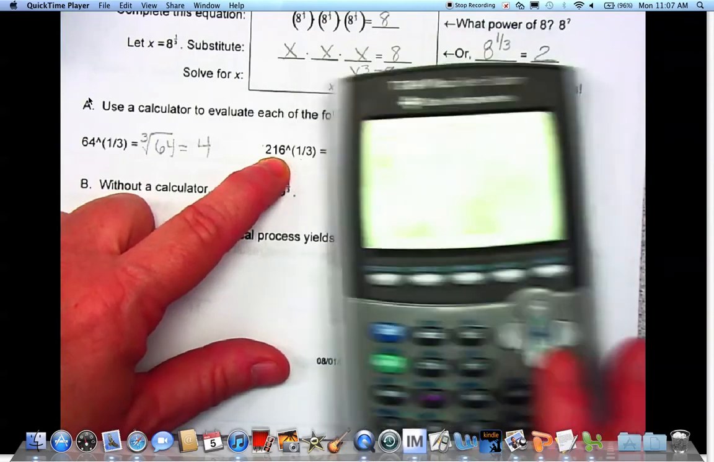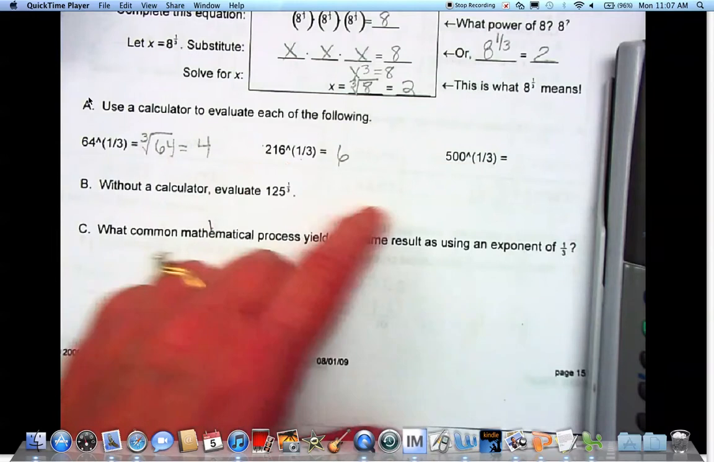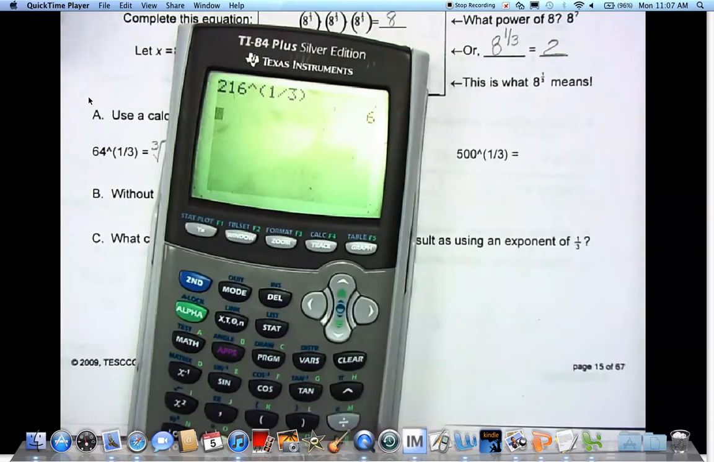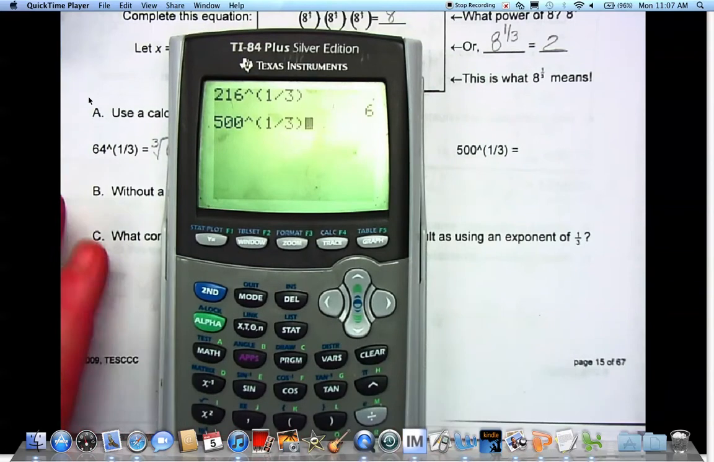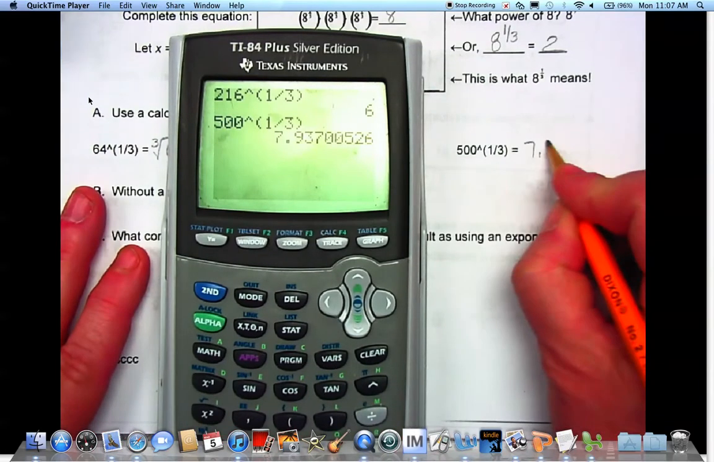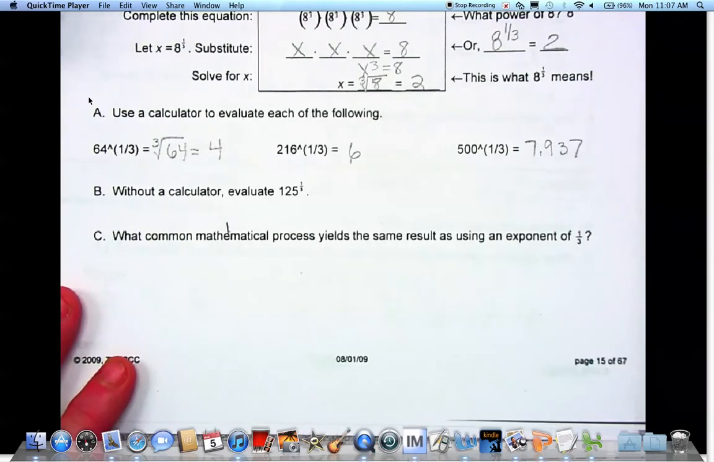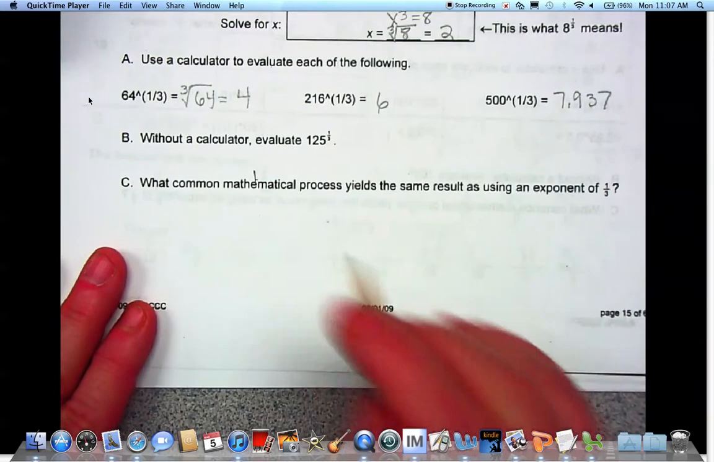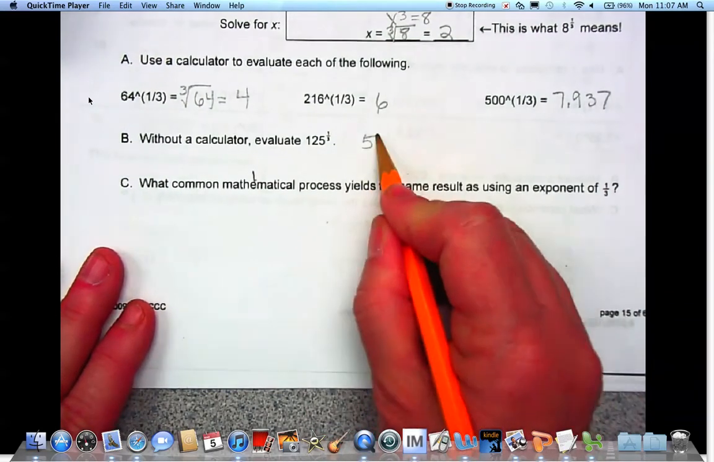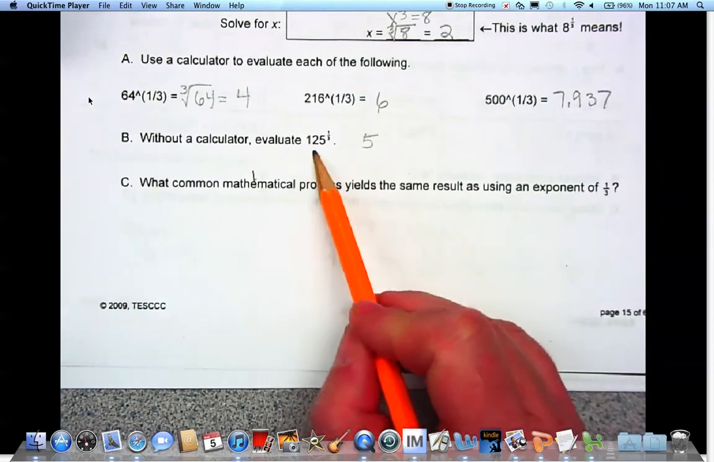And it is 6, because 6 times 6 times 6 gives you 216. Okay. Now 500 is not, yeah, it's going to be a decimal, because it's not a perfect cube. Okay. What about 125 to the 1/3? 5. 5 times 5 is 25, and 25 times 5 is 125.